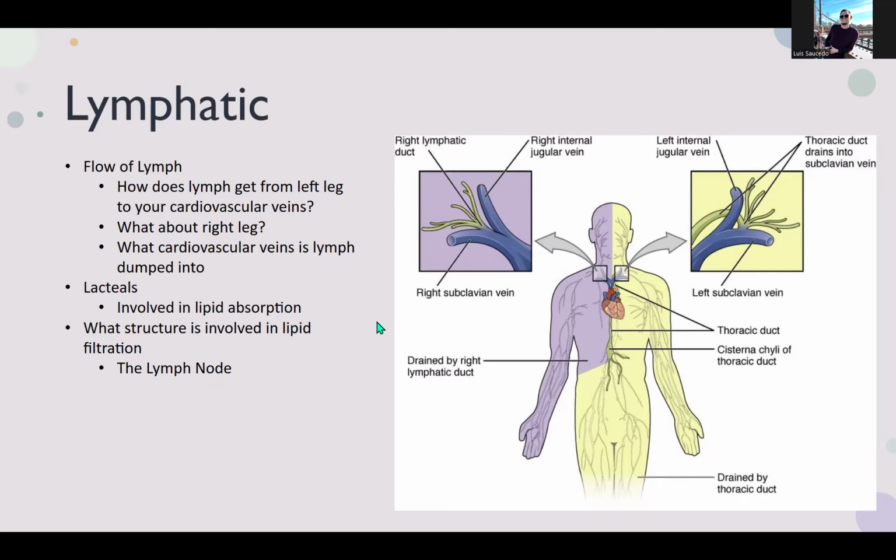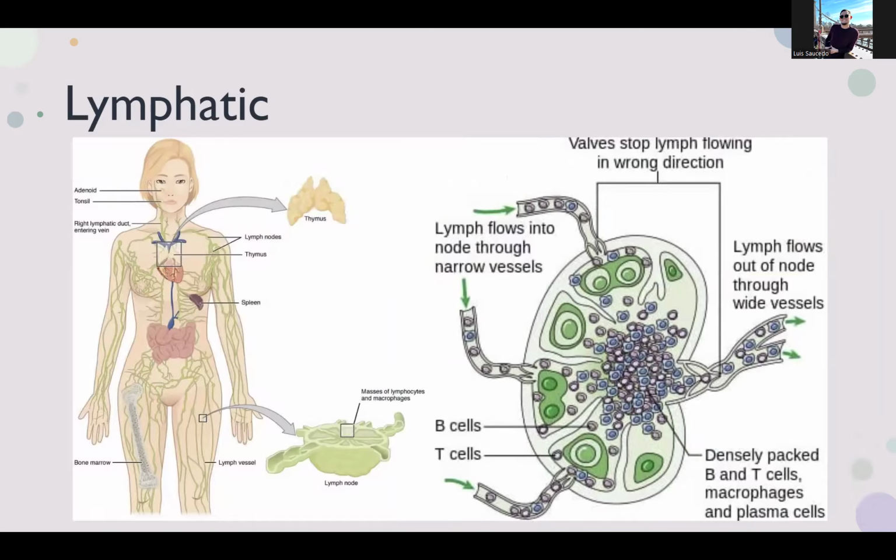Another thing that we mentioned yesterday was lacteals. The only thing you really have to remember about lacteals is that they're involved in lipid absorption. So they actually absorb all of our macro fat nutrients, whereas everything else in our body is typically absorbed through the small intestines. And then another thing to remember for this one is the lymph node.